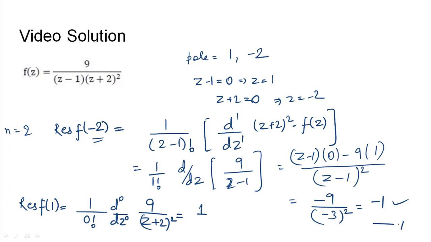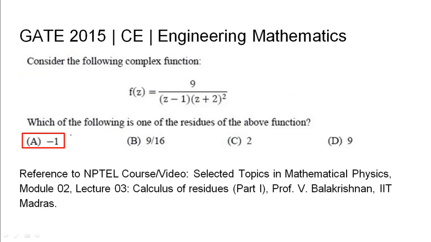So we can see that minus 1 and 1 are the residues of the function. So minus 1 is one of the residues of the above function, that is option A.